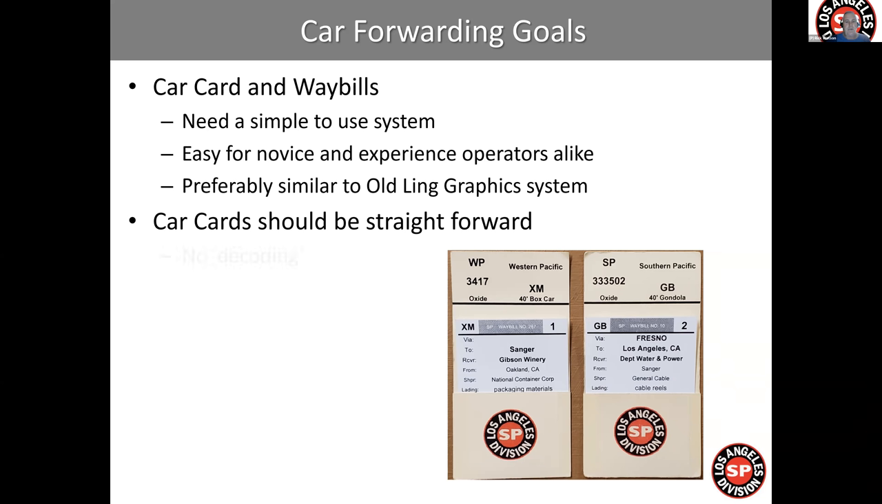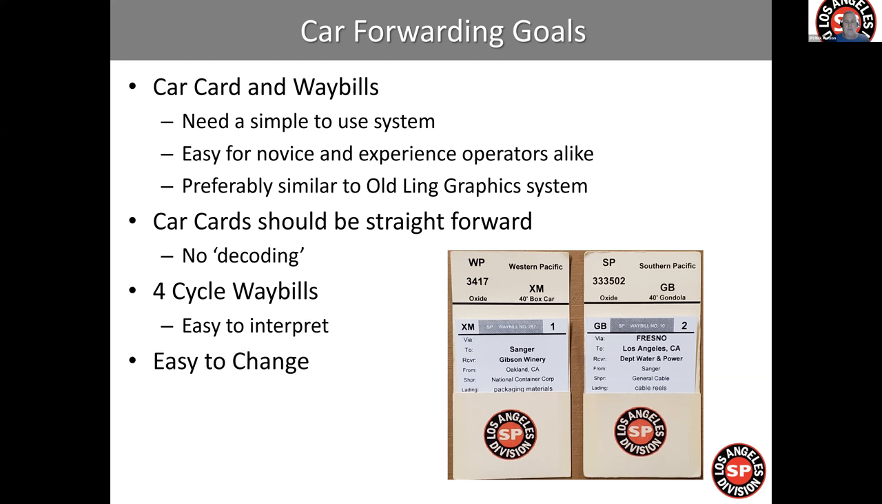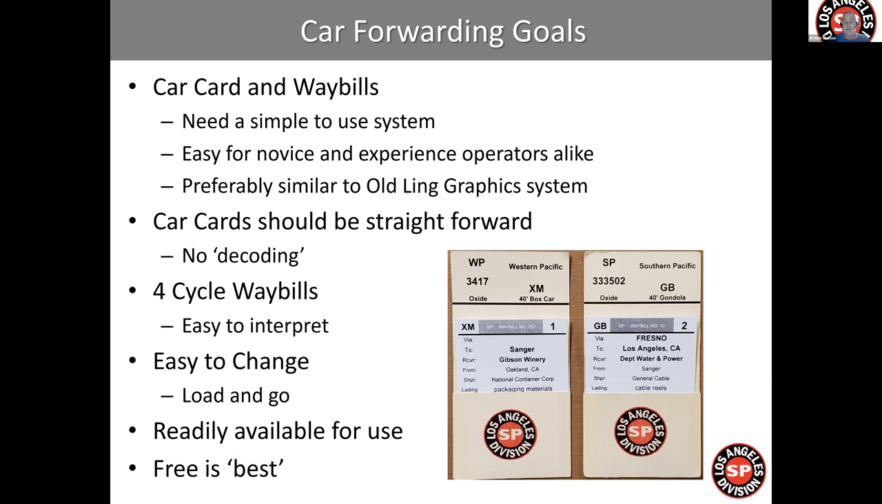They should be straightforward, obvious, shouldn't be any decoding. And I'll touch on that in a little bit. I want to use 4-cycle waybills. Make sure that they're easy to interpret. They're easy to change. It seems to me that I decide to do some modifications and generate new waybills about every year and a half or so. So I wanted it simple, load and go, print them and cut them and get them deployed on the railroad. And obviously I wanted a system that was readily available for use. And most importantly, free is best.